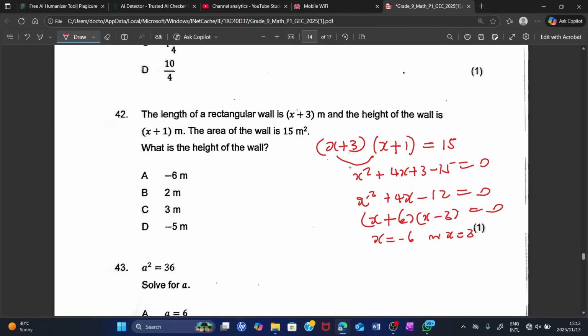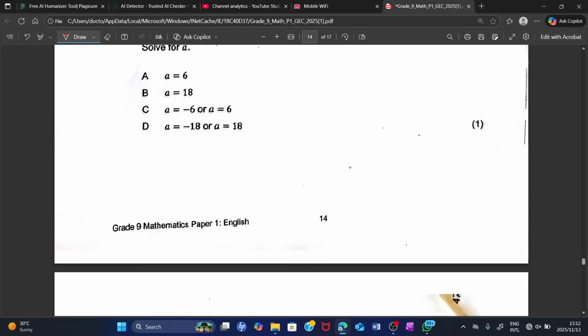So now we are looking for the wall. So you are going to replace. What is the height? The height of the wall is this one. So you're going to add 2 here. Take the positive, it will be 3. So the answer is C.